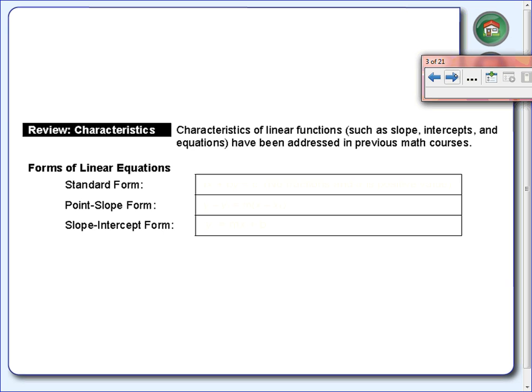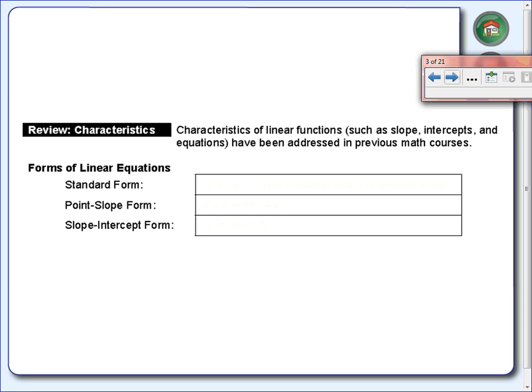All right, let's keep going here. Let's take a look at some characteristics of our linear functions. Characteristics of linear functions such as slope, the intercepts, and the equations have been addressed in previous math courses. This is what I was mentioning earlier. You guys have already seen this back in Algebra 1. There are 3 different forms of linear equations that you talked about back in Algebra 1.